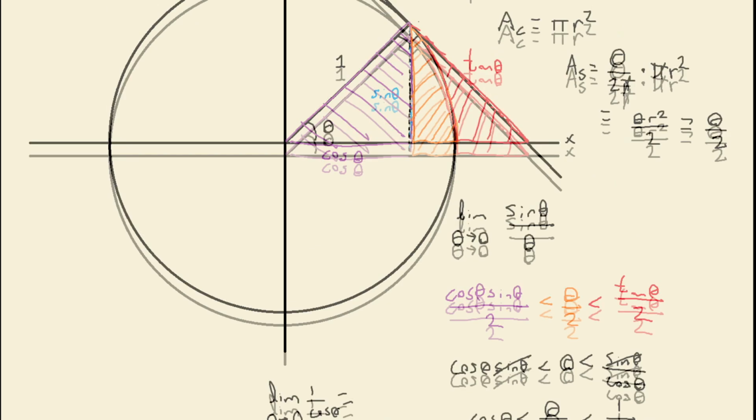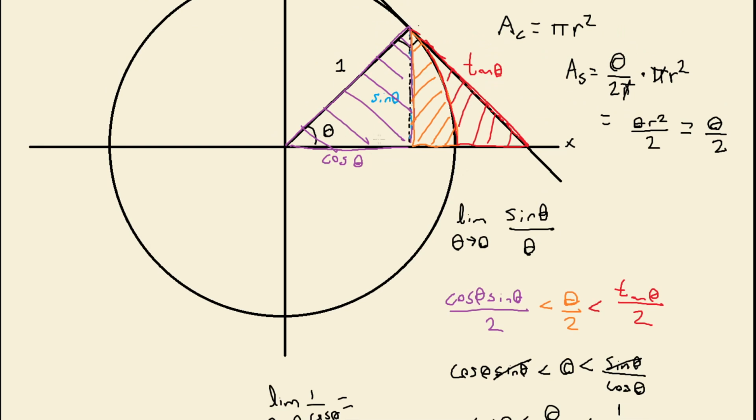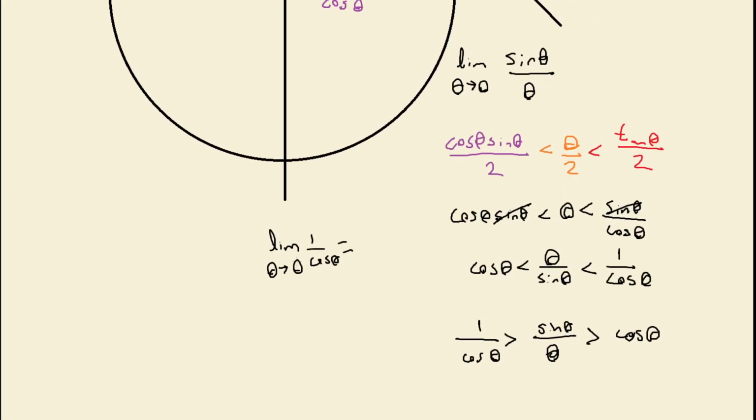Well, cosine of theta is the length of this edge here. If you think about theta being 0, that's without rotating the radius at all, it's just going to be this point right here. What's the horizontal distance? Well, that's just the radius of the circle, which is equal to 1. So the limit as theta approaches 0 of 1 over cosine of theta is going to be 1 over 1, which is equal to 1.